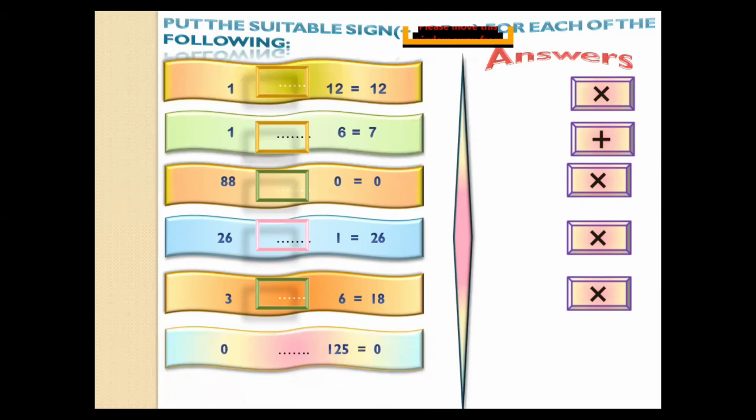0 and 125 equals 0. What is the suitable sign here? When we get the product 0 here, the suitable sign that we must put here is multiplication. 0 by 125 equals 0, because when you multiply 0 by any number, the product is always 0. So the suitable sign here is by.